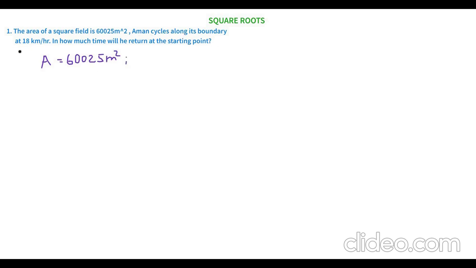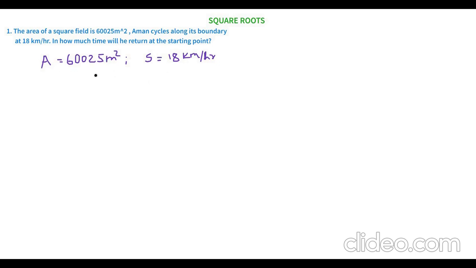Now Aman cycles along its boundary. Usually boundary in this sense means perimeter. He cycles along the boundary at 18 km per hour. So here the speed of his cycling is given. Let's write first what is given. So speed is 18 km per hour. These two are given to us. Now what is asked? In how much time will he return to the starting point? So first they are asking us to find the time he will take to return to the starting point.